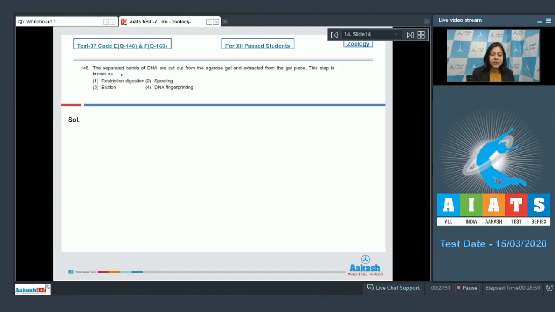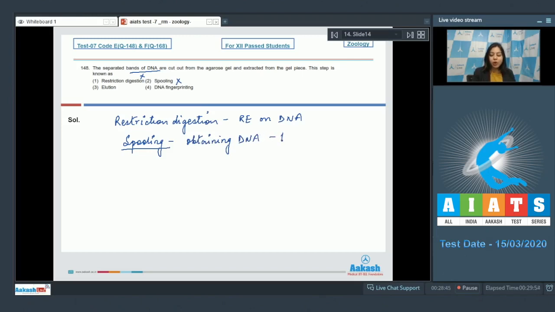Question number 148. The separated bands of DNA are cut out from agarose gel and extracted from gel piece. This step is known as number 1, restriction digestion is incorrect as restriction digestion is the action of restriction endonuclease on DNA. Number 2, spooling is also incorrect as spooling is a method of obtaining DNA in the form of a spool after precipitation with chilled ethanol.